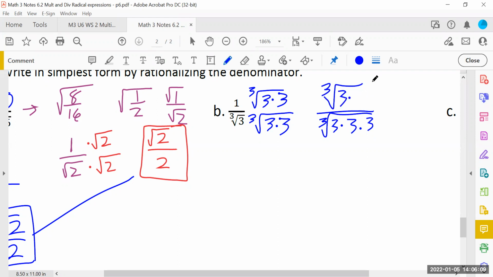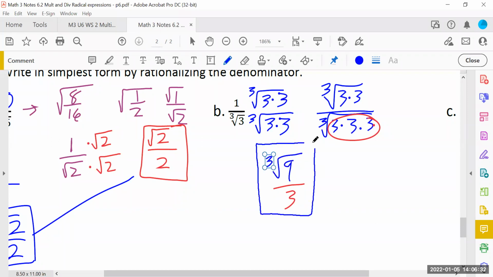Don't reduce anything yet. Instead, notice that we have 3 3's on the bottom. That's what I needed for that to reduce. That 3 comes out. And the top stays the cube root of 3 times 3, or the cube root of 9. Does that make sense?